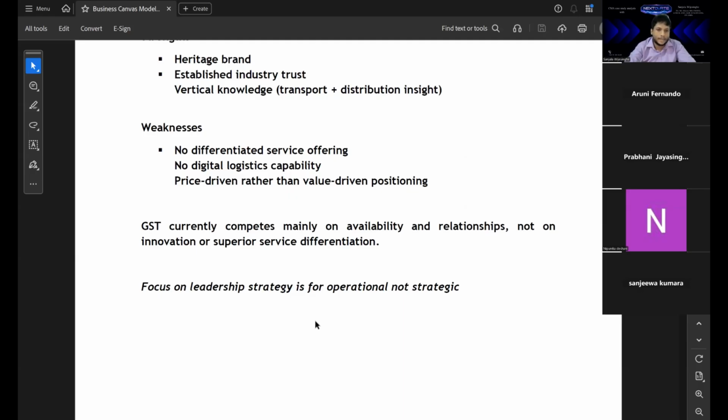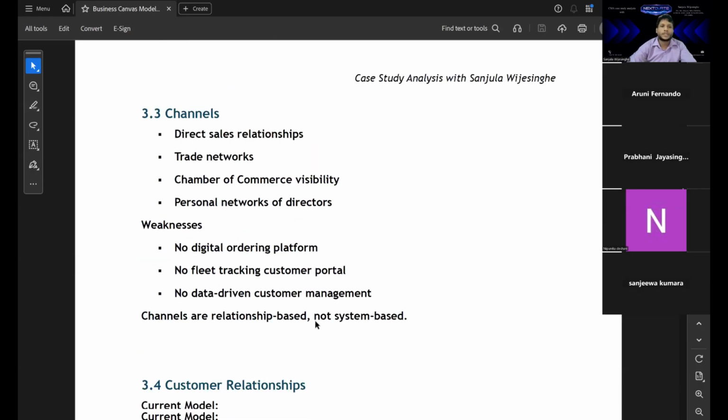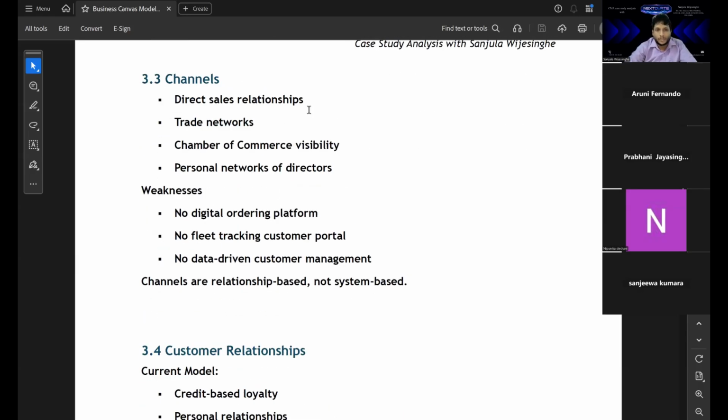Now channels. When it comes to the channels, let's say direct sales, trade network, chamber of commerce visibility, personal networks of directors. Those are the channels that you are currently using, even though this is a product line like this. You cannot see that one based on my background, but anyway, on this page those channels are there: producer to consumer, producer, retailer, consumer. Likewise, you learn. Then weaknesses also: no digital ordering platform.